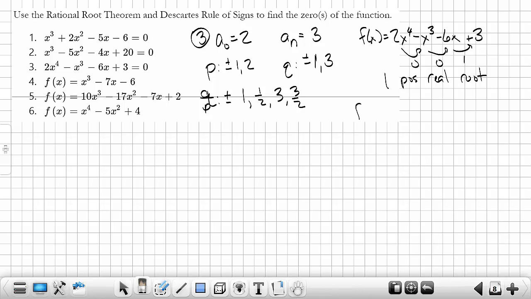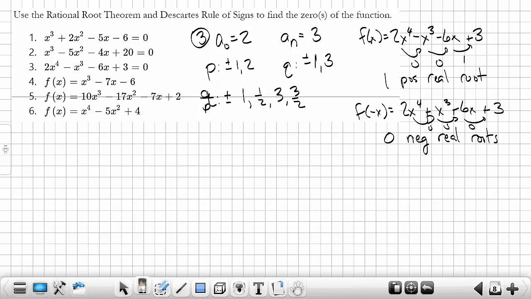F of negative x, only my odd exponents change. 2x to the 4th plus x cubed plus 6x plus 3. No changes, 0 negative real roots. Because there was no change, no change, no change. So out of this one, I only need to find the real zeros.